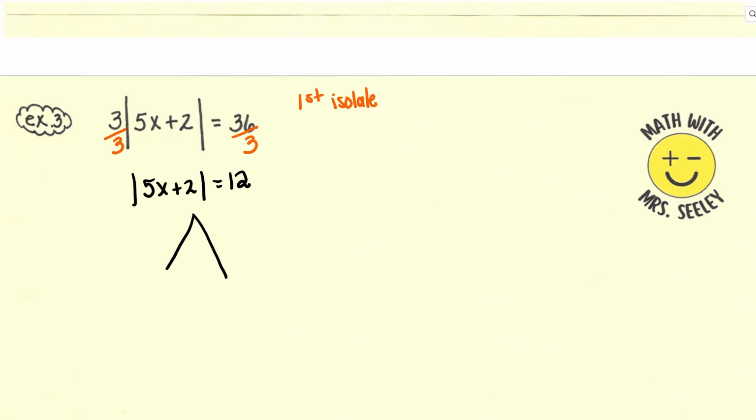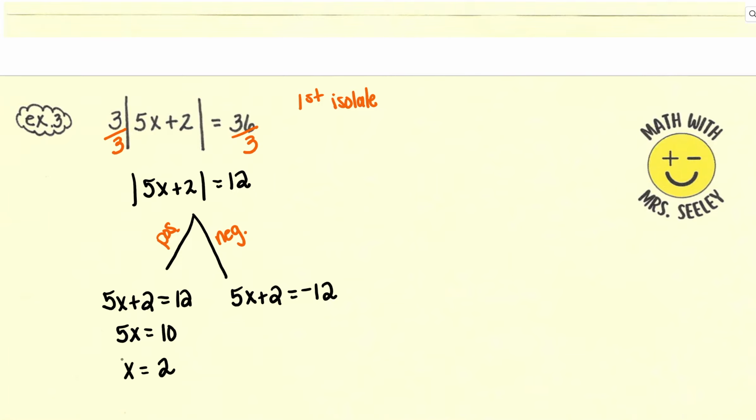Now I'm going to break it into its positive 12 and break it into its negative 12. So 5x plus 2 is equal to 12, and 5x plus 2 is equal to negative 12. Solve each equation like normal. Subtract your 2, divide by 5, and x is equal to 2.